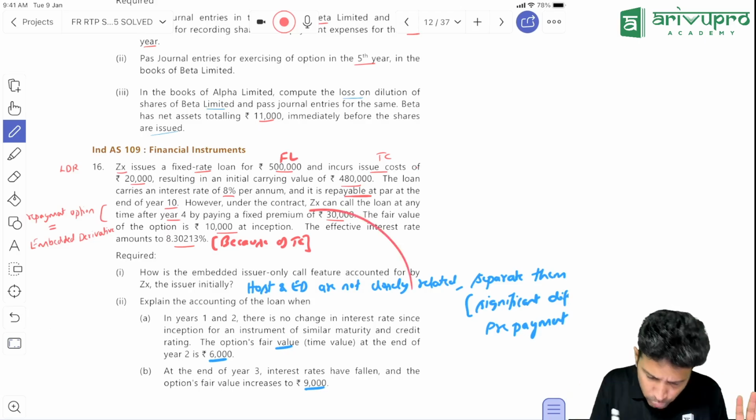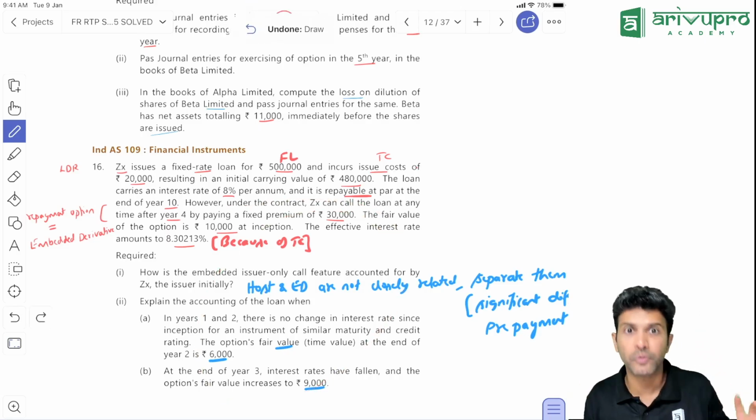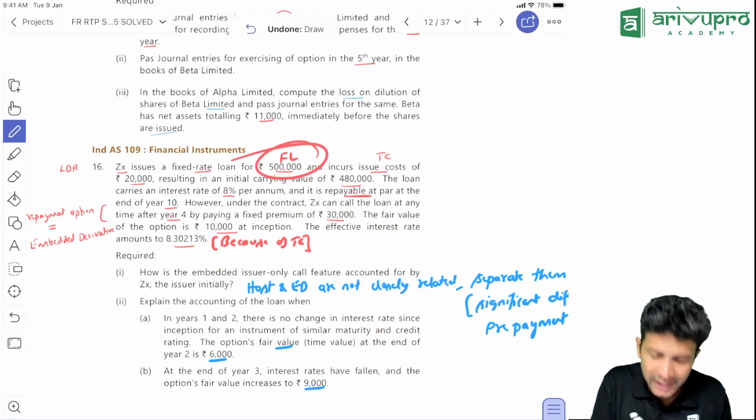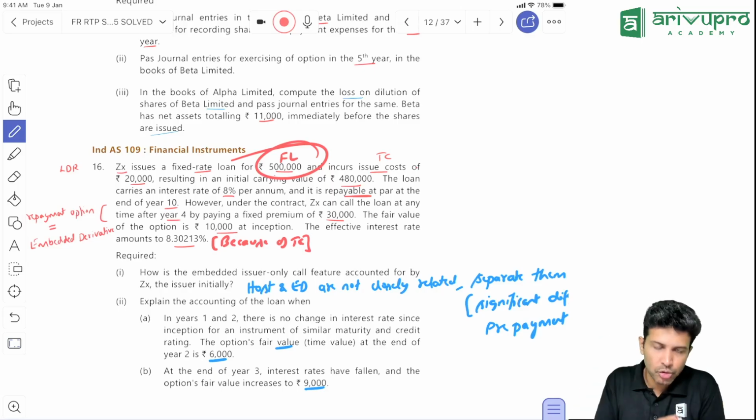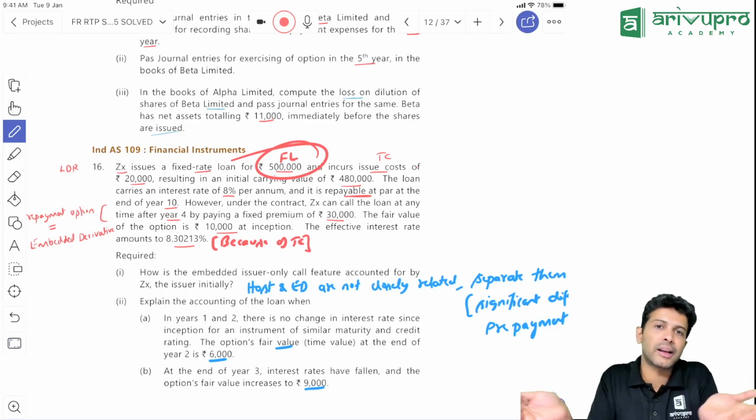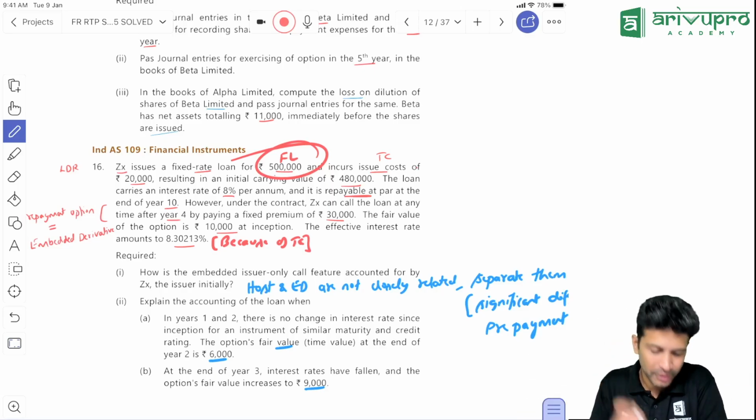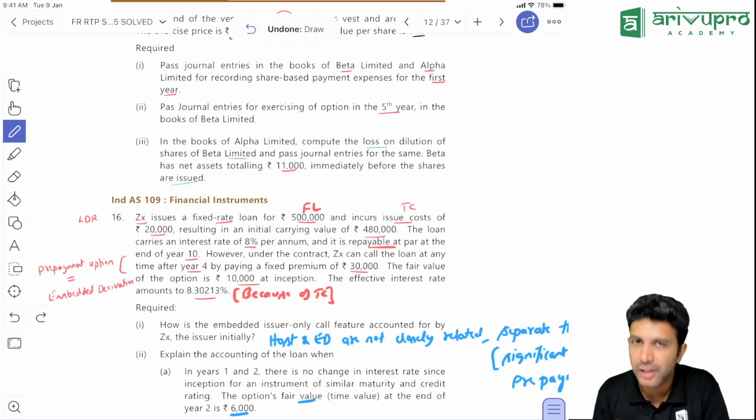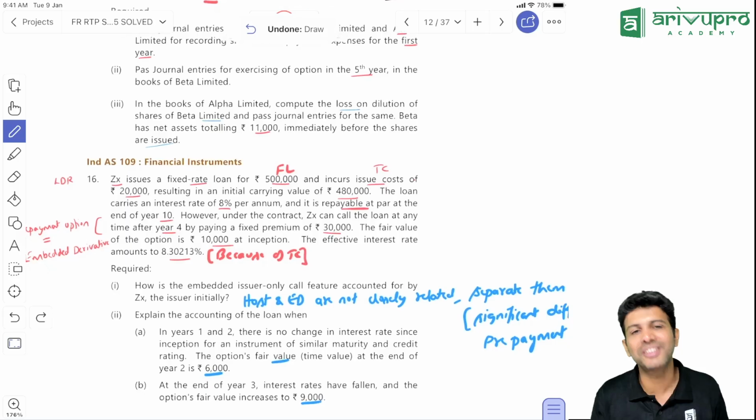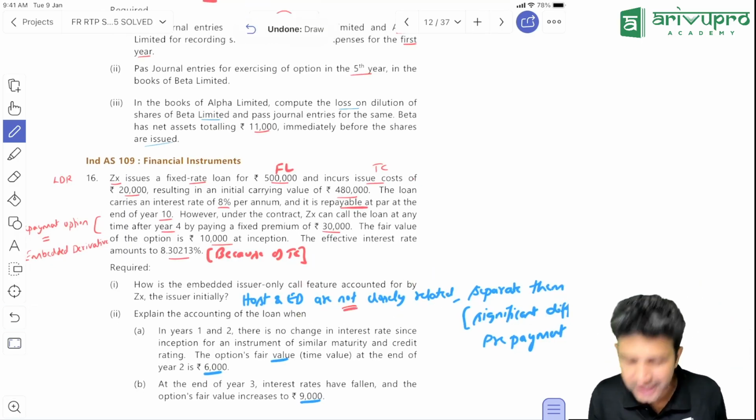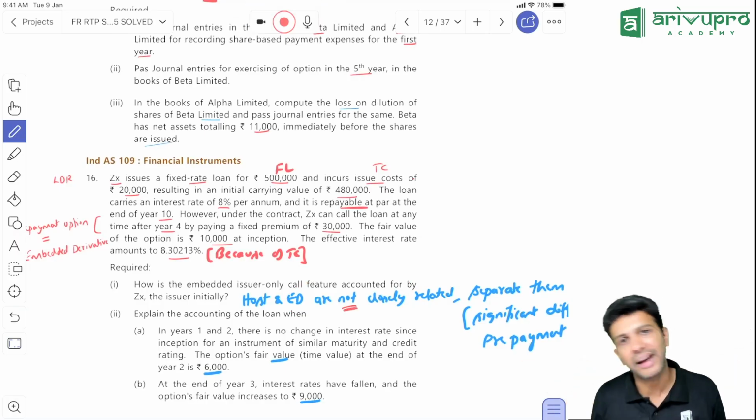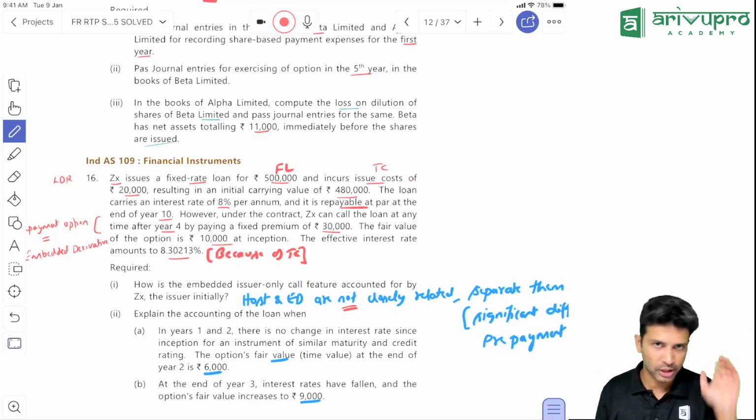But here, if you read the question, nowhere have they told whether this host is a financial liability. And we have an embedded derivative over here. Whether this host and embedded derivative are related or not related, it is not mentioned. They have not given any information regarding that. Now, what ICAI has assumed is that the host and embedded derivative are not closely related. They have assumed that it is not closely related and they have segregated this. That's what we have to keep in mind.